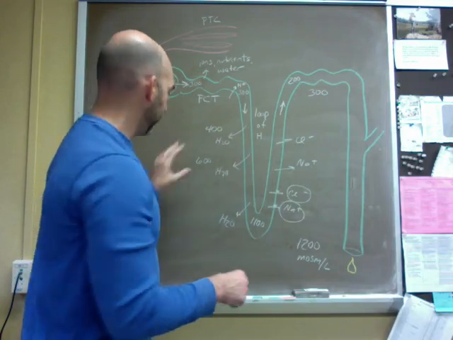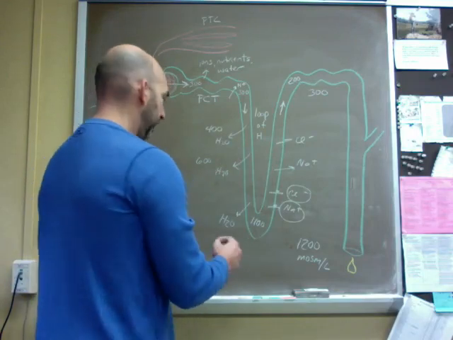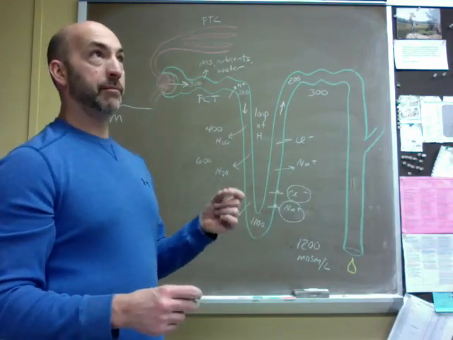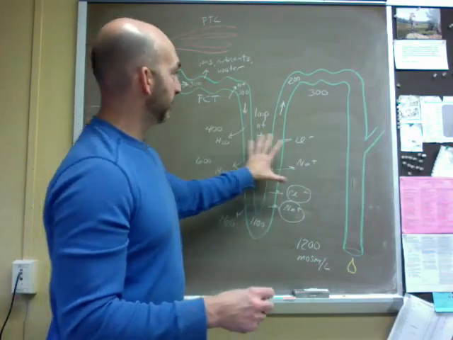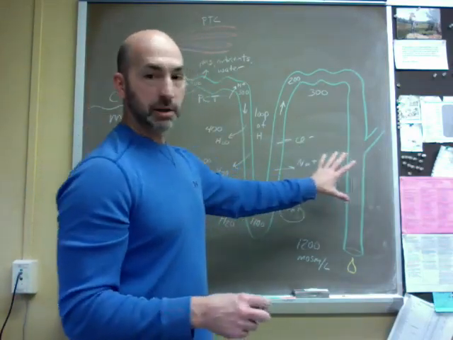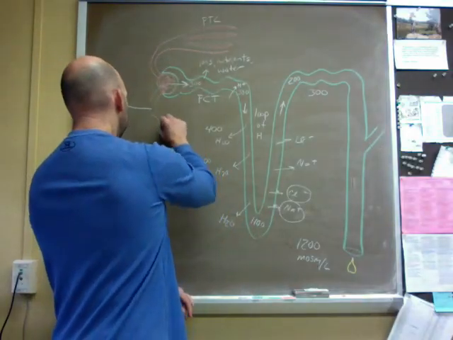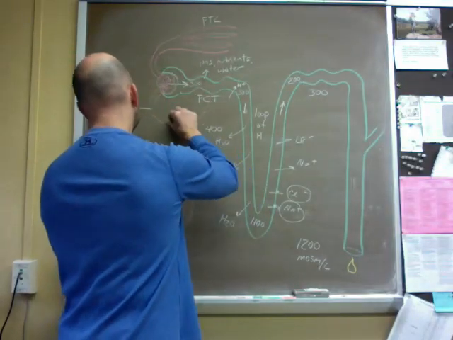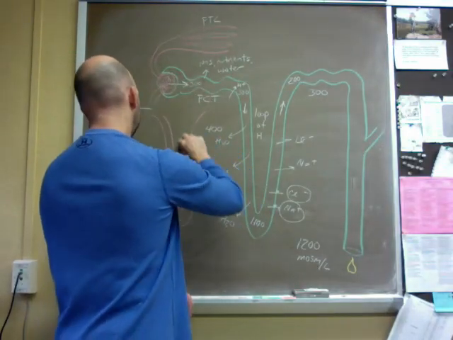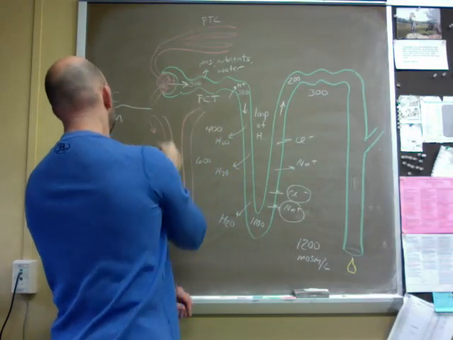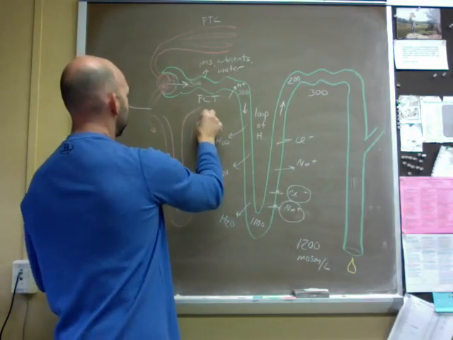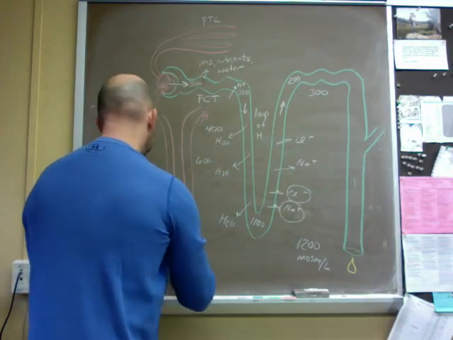Now I do like to throw in the vasa recta at this point in the discussion of the nephron, because the vasa recta are the peritubular capillaries of the medulla, so they're the capillaries that supply these regions of the nephron. And they come down and they also form a loop. And then we've got our descending and ascending vasa recta. This is the vasa recta.